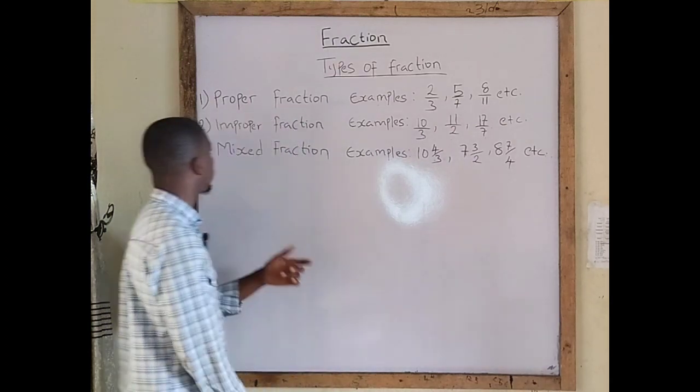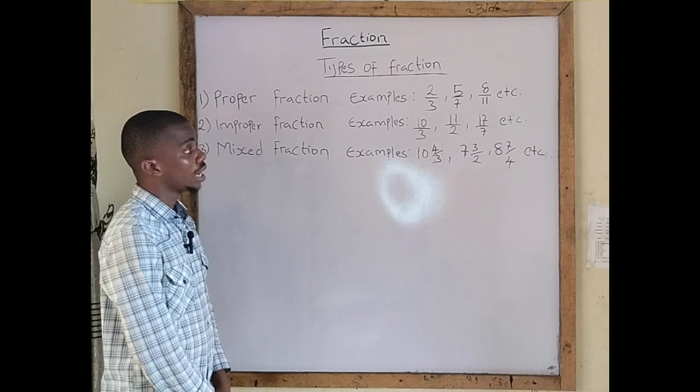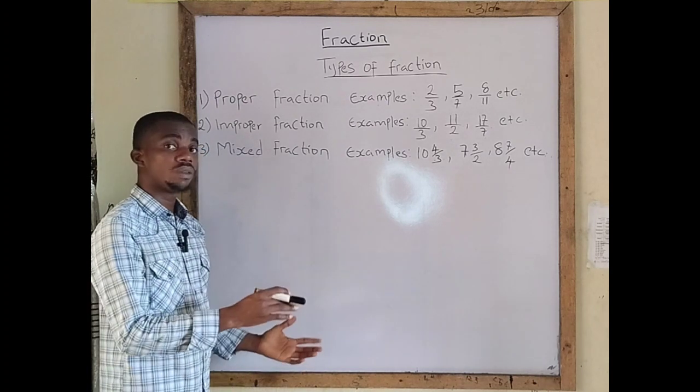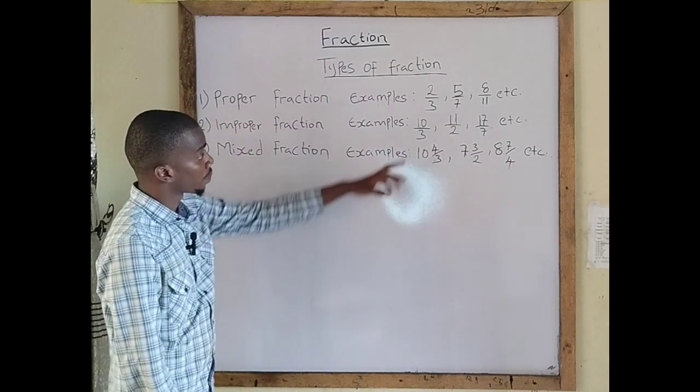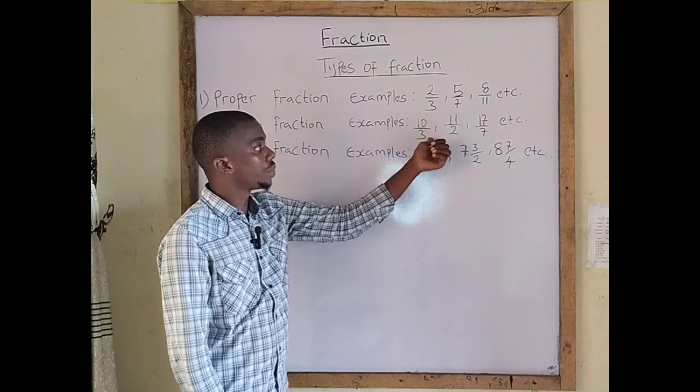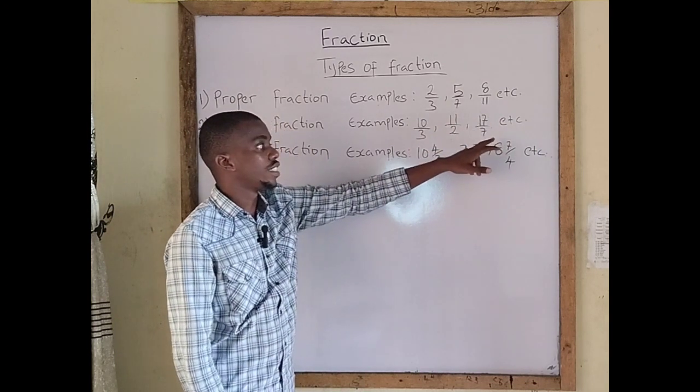The second type of fraction is the improper fraction. The improper fraction has its numerator greater than the denominator. Example: 10 all over 3, 11 all over 2, 17 all over 7.